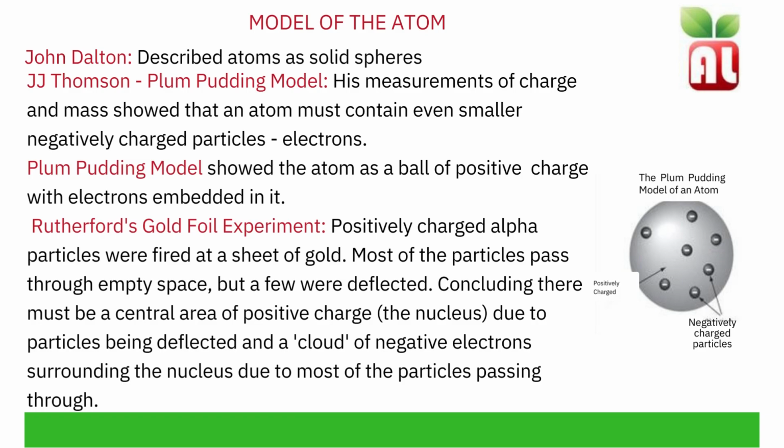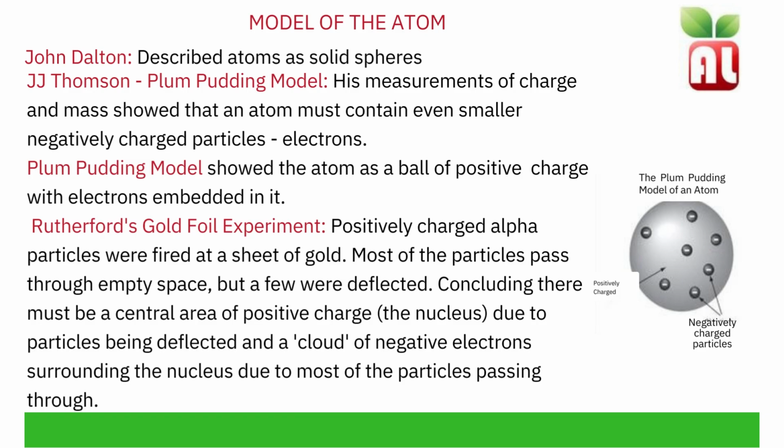J.J. Thomson developed the plum pudding model. His measurements of charge and mass showed that an atom must contain even smaller negatively charged particles called electrons. The plum pudding model showed the atom as a ball of positive charge with electrons embedded in it.